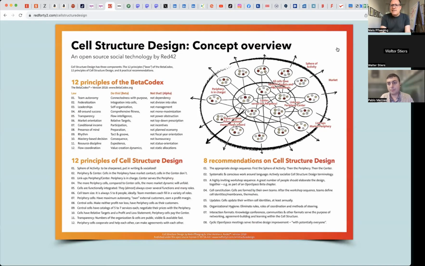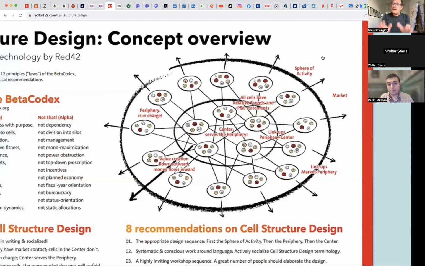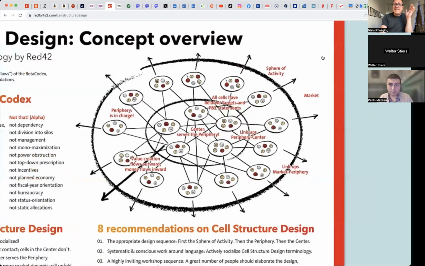The core idea of self-structured design, and the Beta Codex as well, is decentralization. So if you look at this design here, you see this looks a little bit like a flat peach or something, yeah? With a pit in the center and the flesh around it. Which part should be in charge? The answer is simple. Because of today's market complexity, the periphery needs to be in charge. The market steers the periphery, and the periphery has to steer the center.